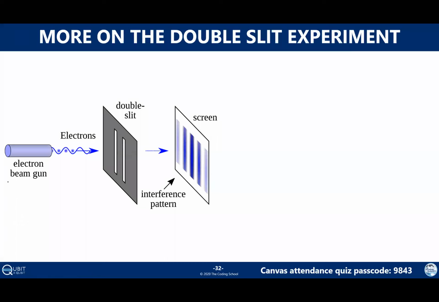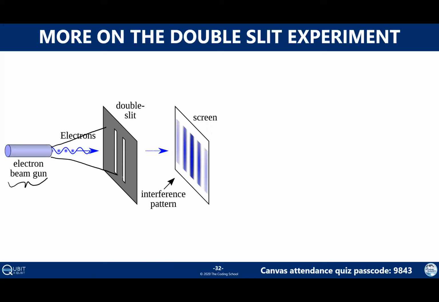With our electron beam gun, how fast does it shoot electrons? I told you that it shoots them out in a conic pattern. Some of them are just going to bounce off the double slit, but some of them will pass through. The question, though, is how fast were we firing the electrons? Does it matter?